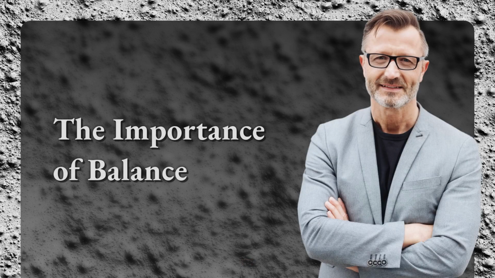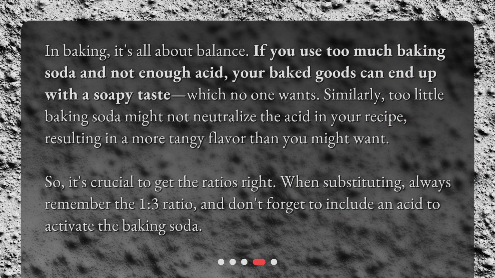The importance of balance. In baking, it's all about balance. If you use too much baking soda and not enough acid, your baked goods can end up with a soapy taste, which no one wants. Similarly, too little baking soda might not neutralize the acid in your recipe, resulting in a more tangy flavor than you might want. So, it's crucial to get the ratios right. When substituting, always remember the 1:3 ratio, and don't forget to include an acid to activate the baking soda.